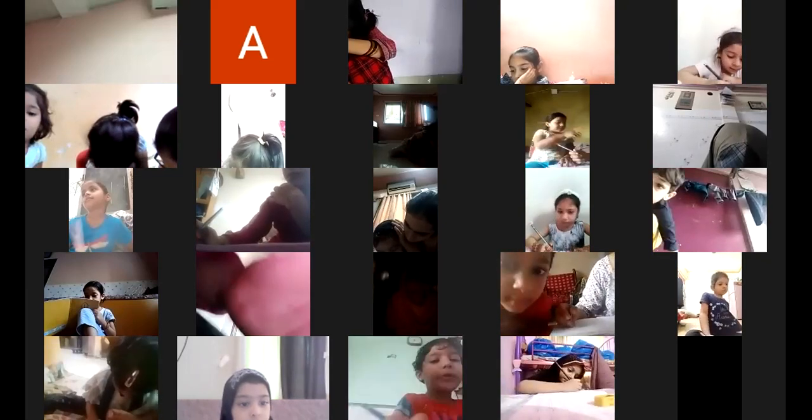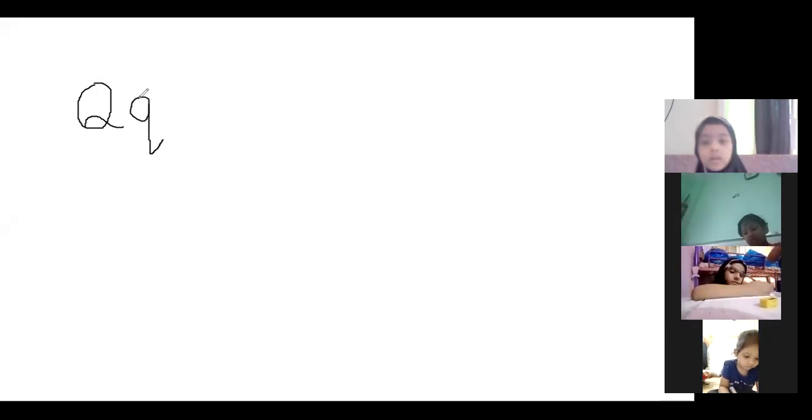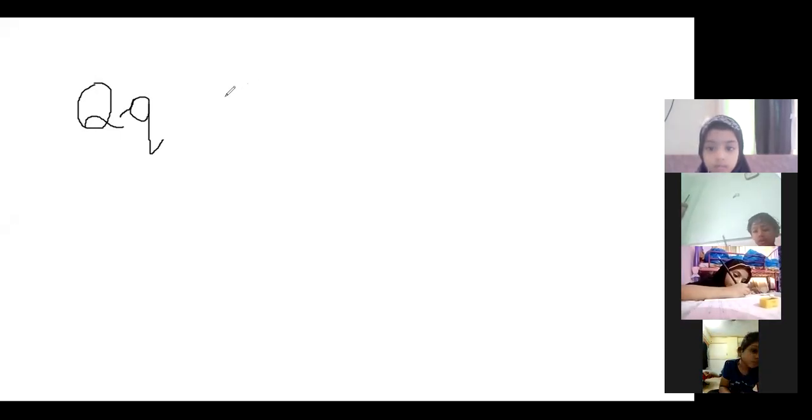Yes. Very good. See, I'll show you. Which letter did we write first? Q, right? So you have to make a circle like this and then a curve in it. This is the capital cursive Q, okay? And small cursive Q is a circle, one straight line, one slanting line, and one slanting line on this side. Okay, this is Q and then R.